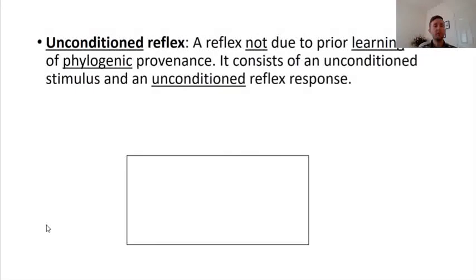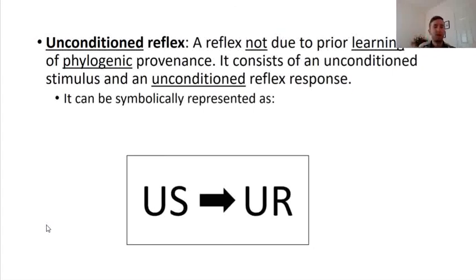Okay, so let's begin with the unconditioned reflex. This is a reflex that's not due to prior learning. It is of phylogenetic provenance. And it consists of an unconditioned stimulus and an unconditioned reflex response. Okay? Of phylogenetic provenance means that it's due to natural selection, or it's innate. You were born with this reflex. Okay, so it can be symbolically represented as US, arrow to the right, UR. So an unconditioned stimulus elicits an unconditioned reflex response. So together that's an unconditioned reflex.